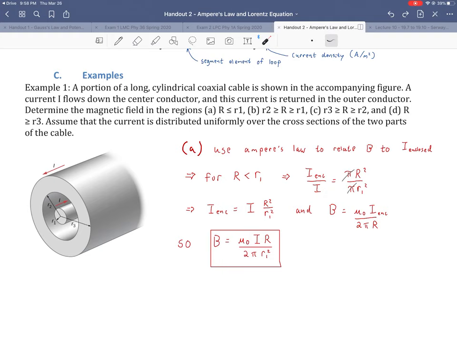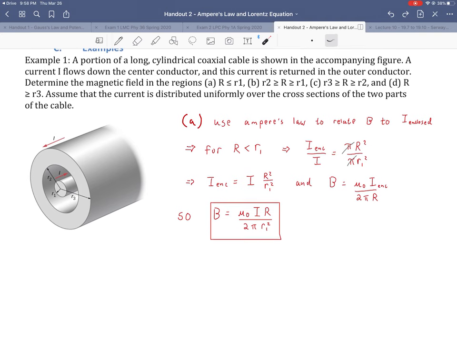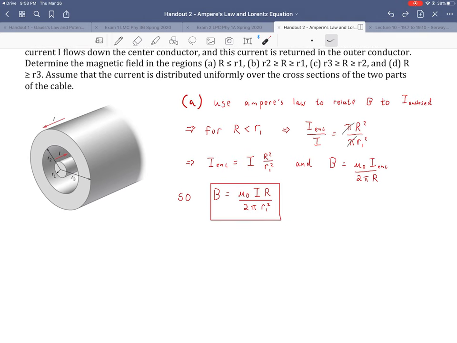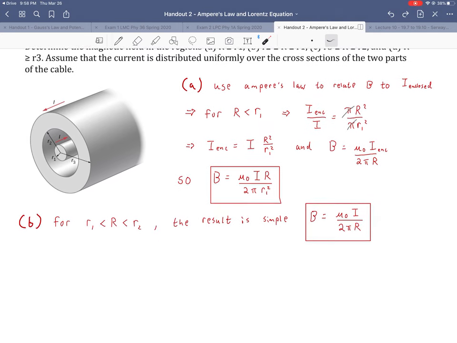Okay? So that means that our final result is simply that. We're just going to replace I enclosed with this expression here, which is then going to introduce an r, right? Because we have an r squared over r, so we lose this r, but we're left with an r in the numerator, and then we have an r1 squared in the denominator. So we have here that the magnetic field strength is growing linearly with the variable r as we go from the center to the edge of the inner of the two coaxial cables, okay? All right, so hopefully that makes sense.